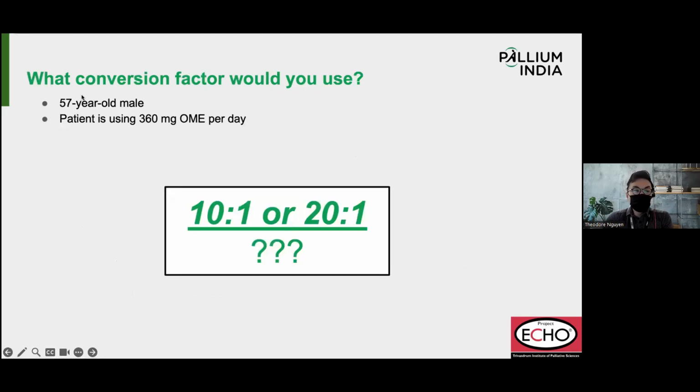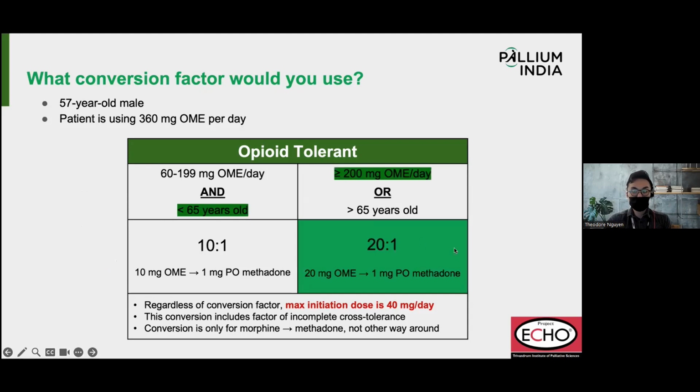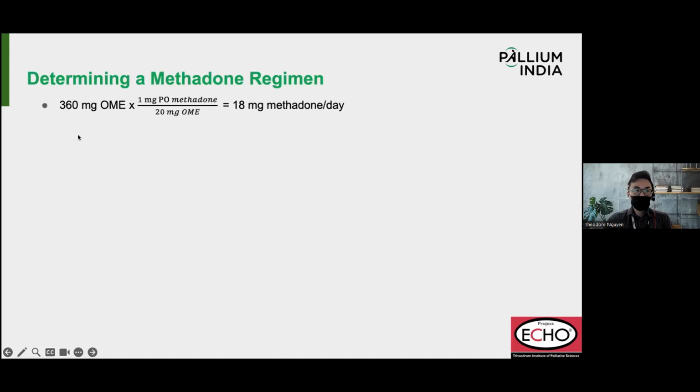So now that we have an OME, what conversion factor would you use? Based off of the chart, as we mentioned before, in this case the patient is under 65 years old. However, they're requiring over 200 OMEs. So we would use this 20-to-1 conversion. If we do the calculations, we get around 18 milligrams of methadone a day.